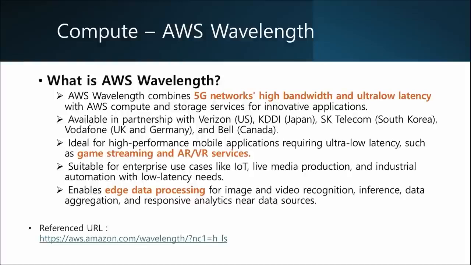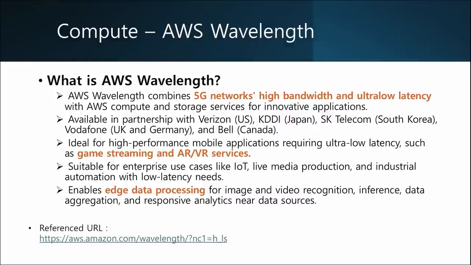Next is AWS Wavelength. AWS Wavelength is a 5G edge computing infrastructure. It is a service that combines the high bandwidth and ultra-low latency of 5G networks with AWS compute and storage services to support innovative applications.